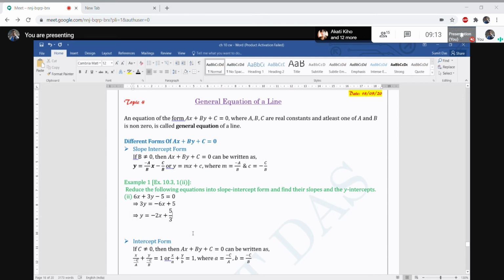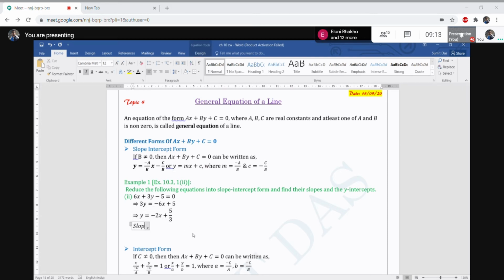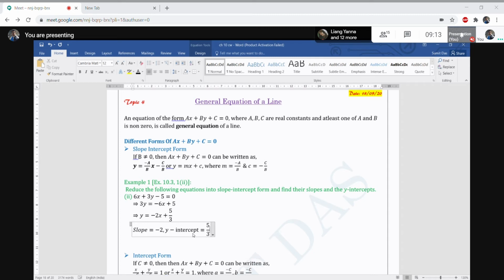So here we'll write slope equal to minus 2 and y-intercept equal to 5 by 3. One thing we have to remember: if here it is a minus sign, we have to write the y-intercept as minus 5 by 3, because the c value is minus. So what does this minus mean? Minus means it is just below the origin, okay. So this is the thing.